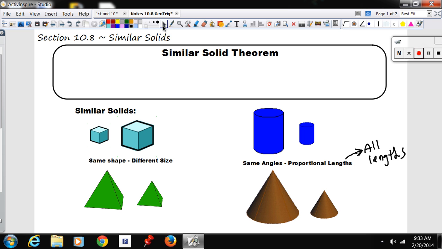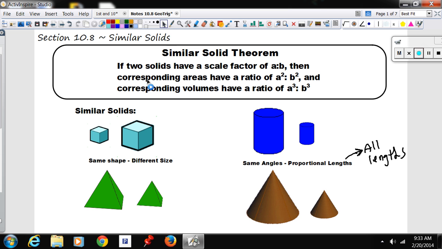Now let's look at the theorem for similar solids. It just gives us some ideas on things. It says if two solids have a scale factor of A to B, and you want to find the area ratio, you just need to square it and get A squared to B squared. If you want to find the volume ratio, you cube them and do A cubed to B cubed. We're going to use that information on the next couple of slides to solve for some of the pieces. So I'll give you a minute or so to get that copied down, and then we'll move on.